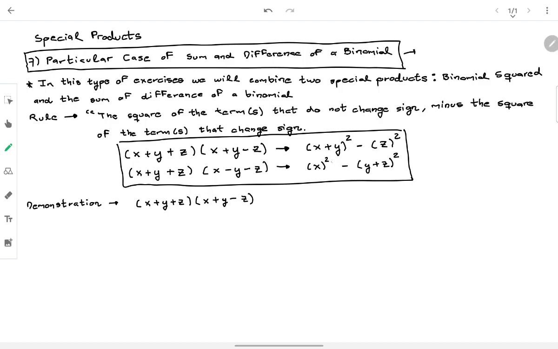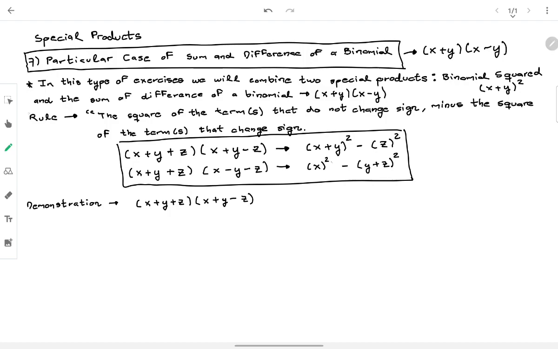So we remember that the sum and difference of a binomial is something like x plus y multiplied by x minus y. That's the sum and difference of a binomial. So let's see what happens in the particular case. In this type of exercise, we will combine two special products, binomial squared and the sum and difference of a binomial. Remember, binomial squared is x plus y to the second power. And also we have seen that this one is x plus y multiplied by x minus y. So it will be kind of a combination between those.